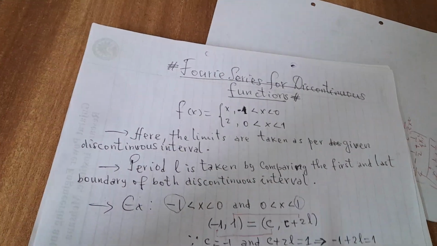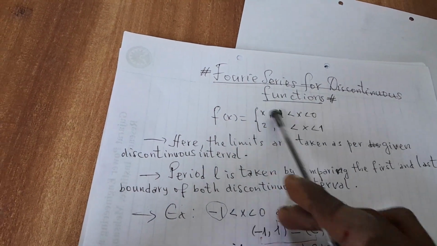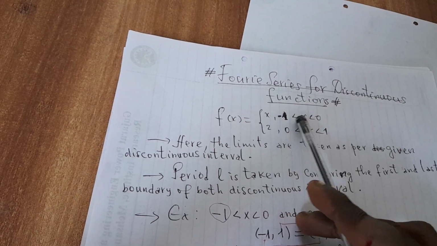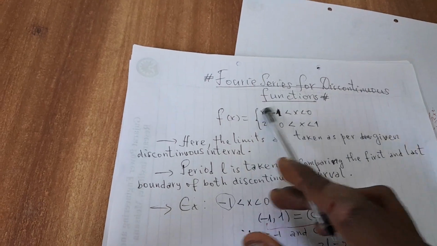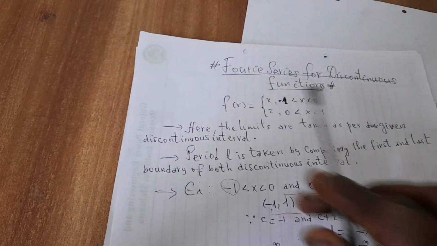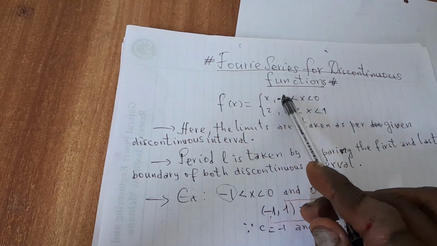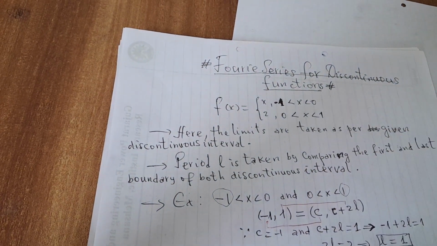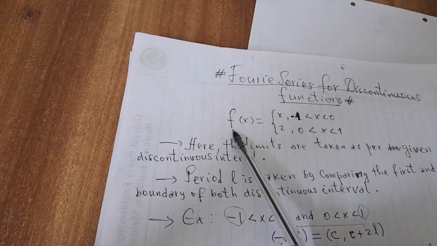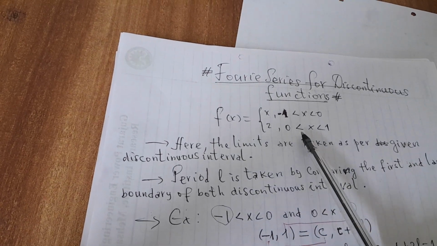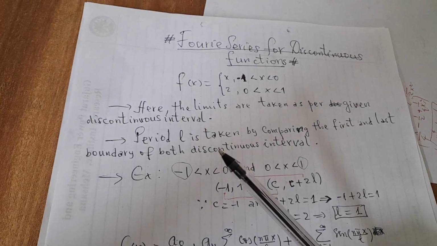So today we are going to solve Fourier series for a discontinuous function like this one, where we have a jump between the main intervals. Whenever we have a discontinuous function like this one, f of x is x when x is between -1 and 0, and f of x is equal to 2 when x is between 0 and 1. What do we have to do in this case?